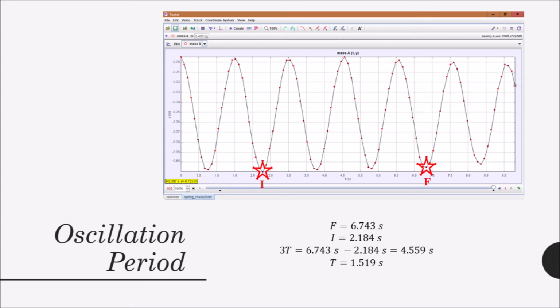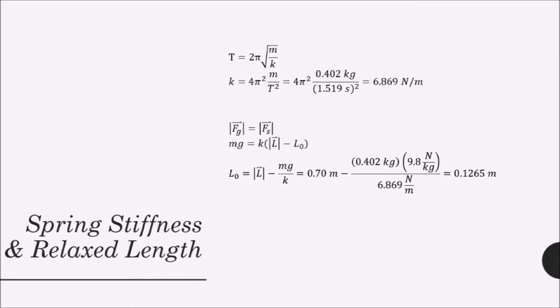We will then use T to solve for the stiffness of the spring. Since T is equal to 2 pi times the square root of mass over spring stiffness, we can rewrite this equation as k is equal to 4 times pi squared times mass over period squared. We then plug in the mass, which is 0.402 kilograms, and the period, which is 1.519 seconds, and we find the spring stiffness k to be 6.869 newtons per meter.